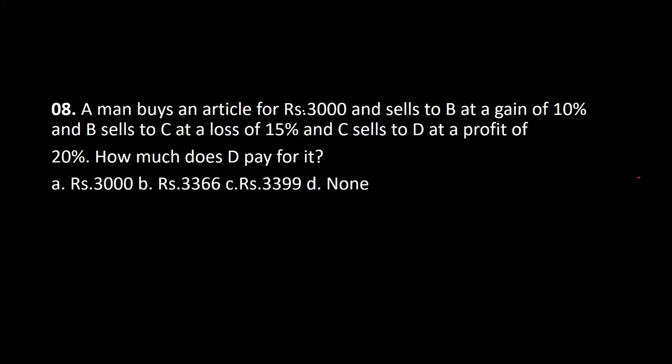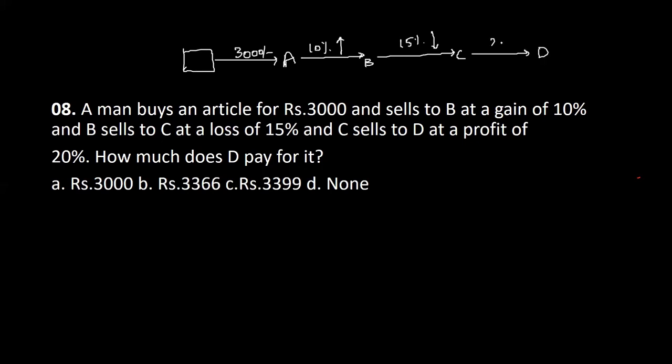So now there are a lot of transactions happening. The first transaction is a man buys an article for rupees 3,000. Let's say he's A, he bought it for rupees 3,000. Then he sold it to B at a gain of 10%, 10% profit, and B sells it to C at a loss of 15%. But then again, C does not keep the item. C sells it to D at a profit of 20%. Again, there's a profit. Now, you want to find out how much D should pay for it. That's the whole question. Now, come on, please solve it. Just give me a minute.